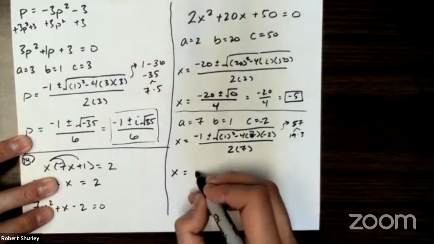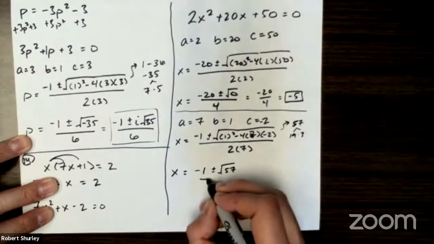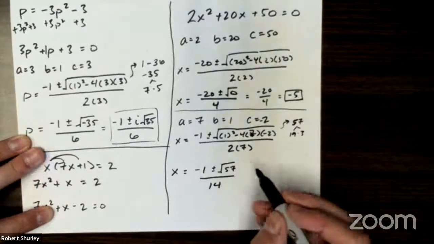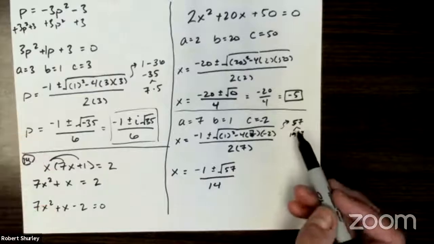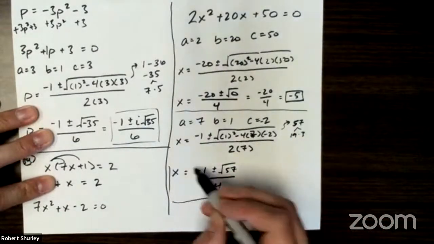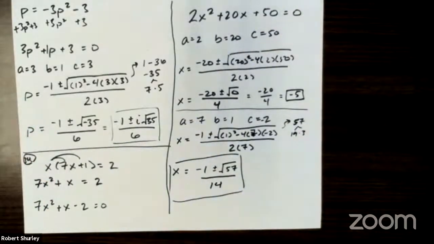So it winds up being x equals negative 1 plus or minus the square root of 57 all over 14. And that's it. I can't simplify this 57. It's not simplifiable with radicals. So therefore, because it's not simplifiable, it can't be simplified. We're done. That's it. Game over.